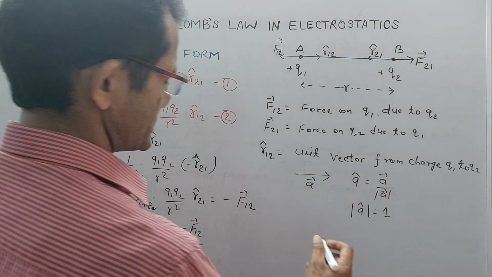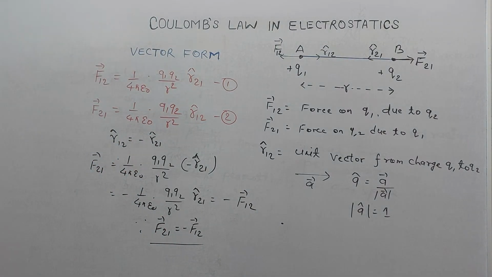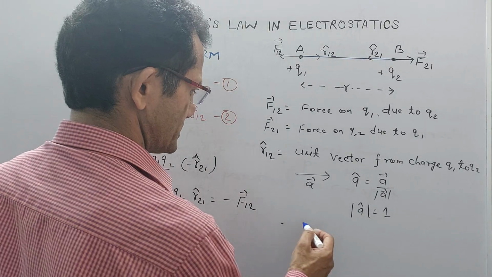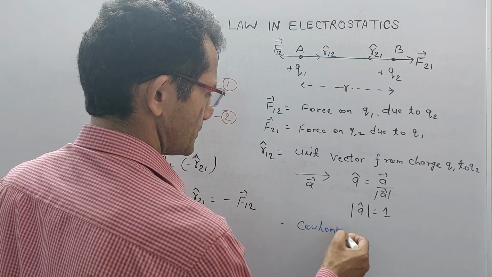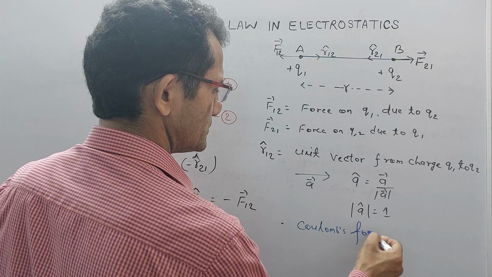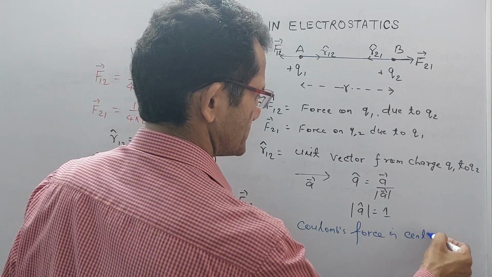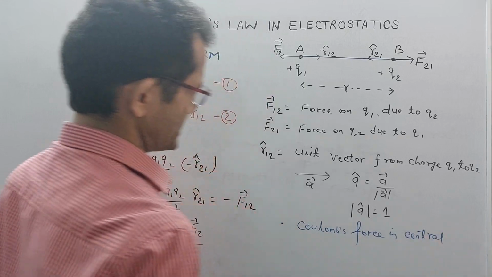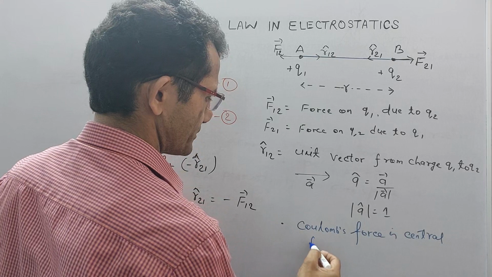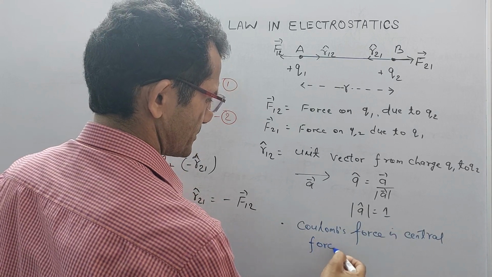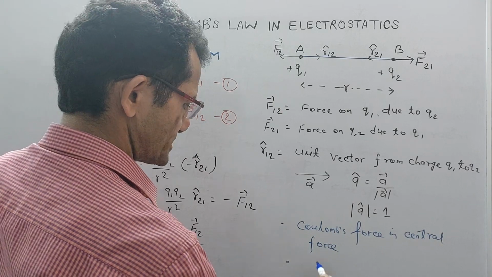So Coulomb's law is a static central force. This is also known as Coulomb's force. It is a central force because it acts between the centers of two charged particles. Another point is that it acts between two static charges.